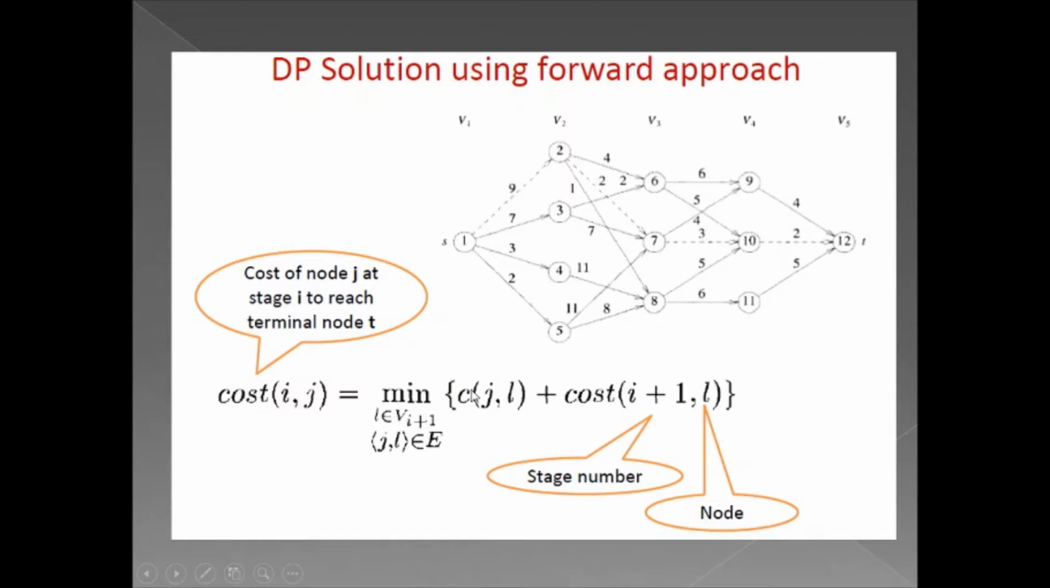the edge weight from j to l. L can be some other vertex, plus cost of i plus 1 comma l. As I told you, l can be some other node. We are going to consider the weight of that edge, plus the cost of that node, that is, the edge from j-th node to l node. Okay, so that l node will be present in the i plus 1-th stage.